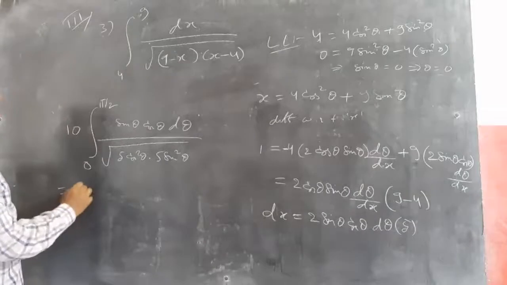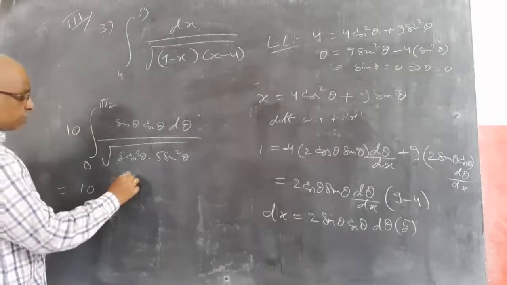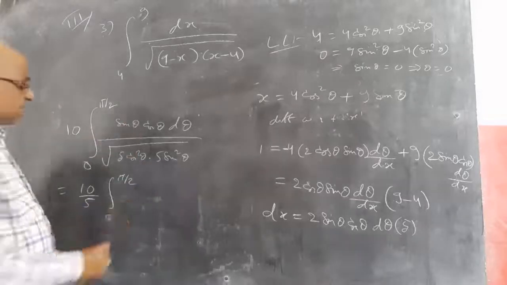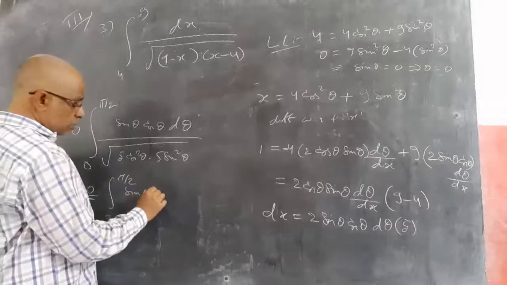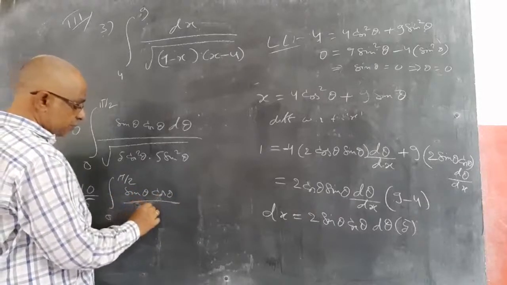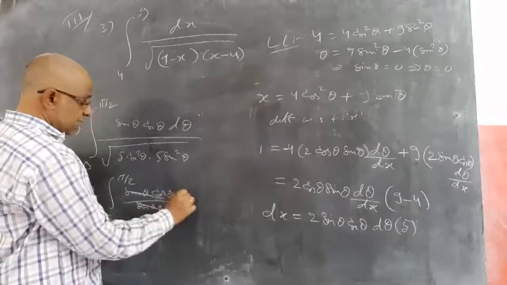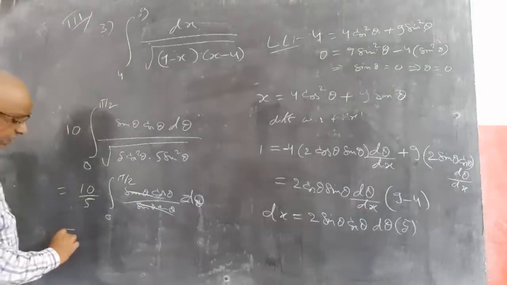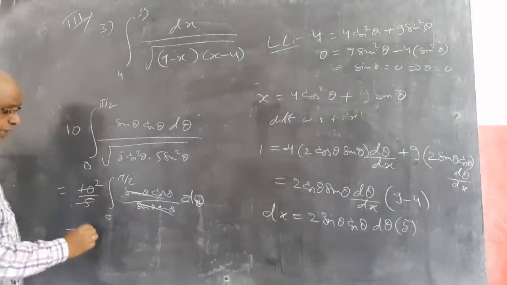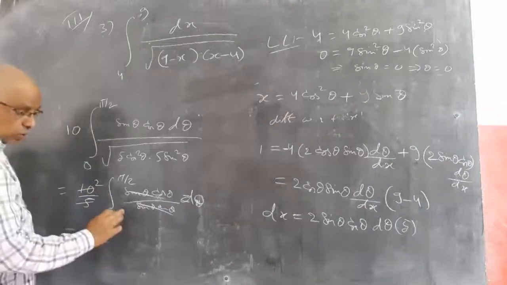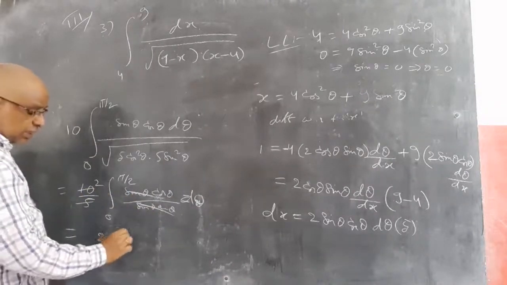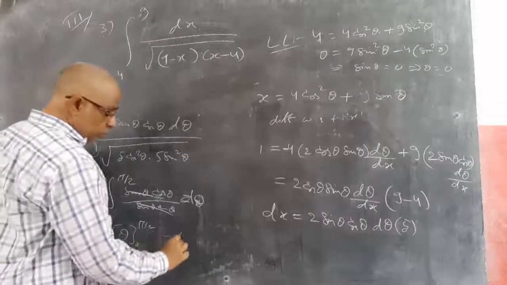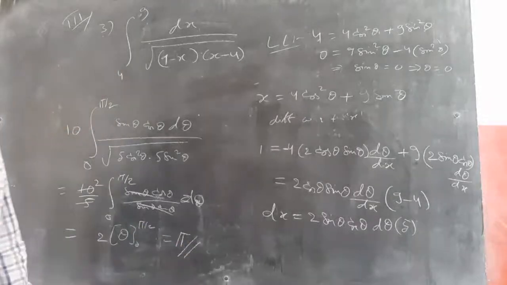Now this is equal to 10 into the integral from 0 to pi by 2. The 5 comes out of the root 5. Now this is sin theta into cos theta, and the denominator is also sin theta into cos theta. They just cancel, so simply d theta is left out. The integral of d theta is theta. 10 by 5 is 2. So 2 into theta between the limits 0 to pi by 2. If I apply the limits, this is 2 into pi by 2. So the final answer is pi.